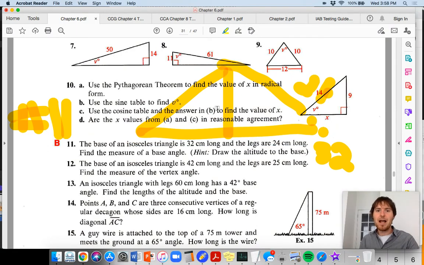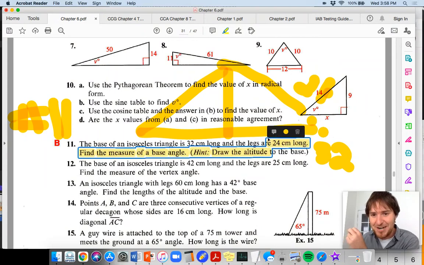The key to this is if I drop an altitude right here, those 2 triangles are congruent by what? This is a leg congruent to itself, and the hypotenuses are congruent, so they're congruent by HL. That means this is 16 right here. That would have to be 16. The legs are 24, so there's 24 right here.